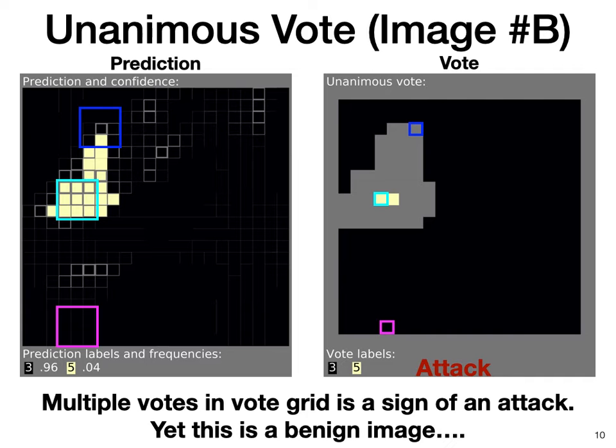As the voting grid now contains votes for more than one label, we consider this an attack. But this is actually also a benign image, so calling this an attack is a false positive. Let's see if we can refine our technique.